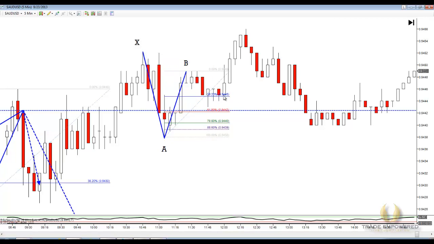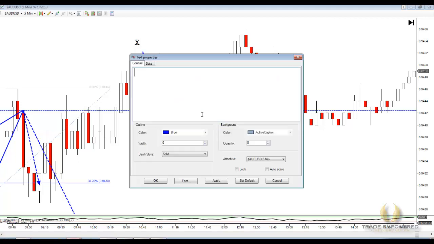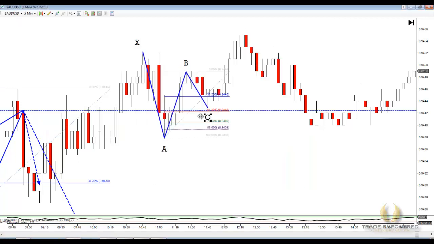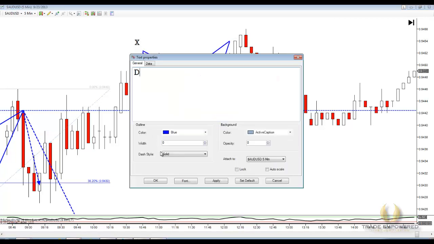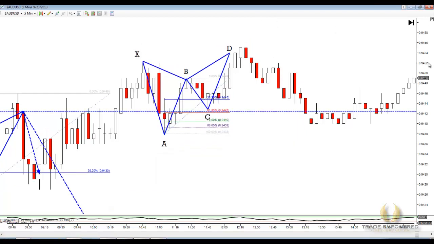See our 382 right here, giving us a valid C leg. And then the easy part, copying our A to B, dragging that onto our C leg, and you can see another beautiful butterfly pattern completion right here at our D point. Stops needing to be somewhere up here.